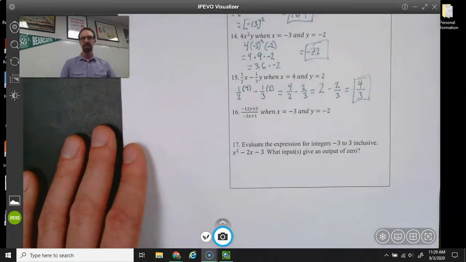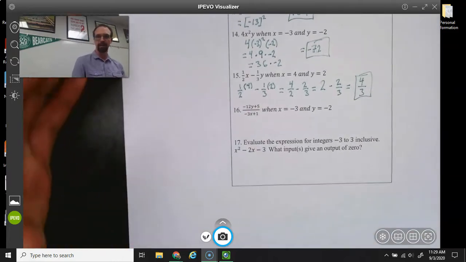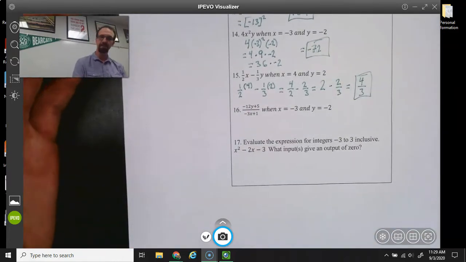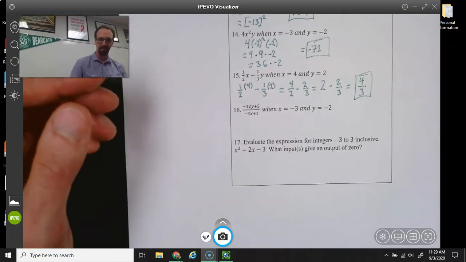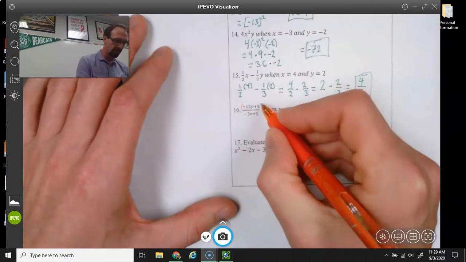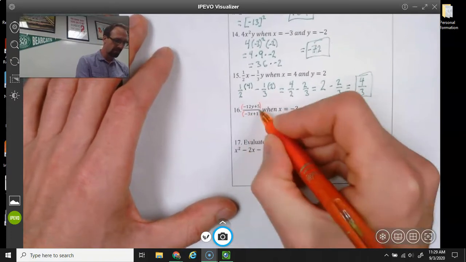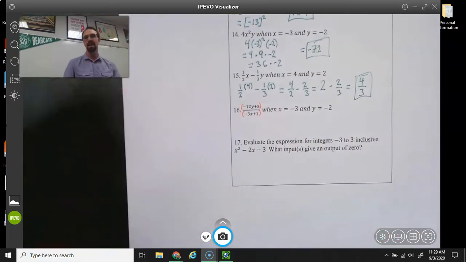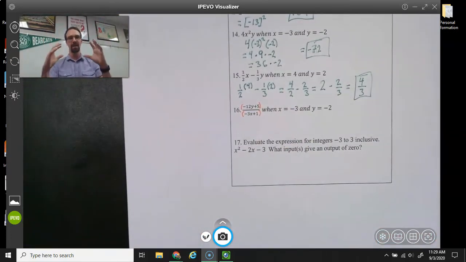This one, number 16, we now have what I like to refer to as ninja parentheses. They're ninja parentheses because they're hidden. You can't see them. Whenever you have a fraction with operations, you have to do what's in those operations first. So you have to do the entirety of the numerator, the entirety of the denominator, and then simplify the two.